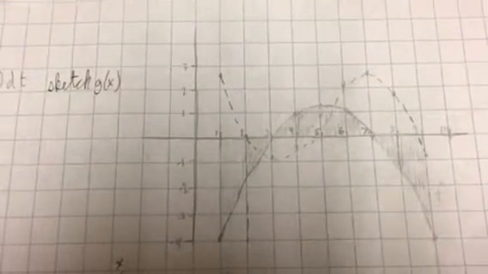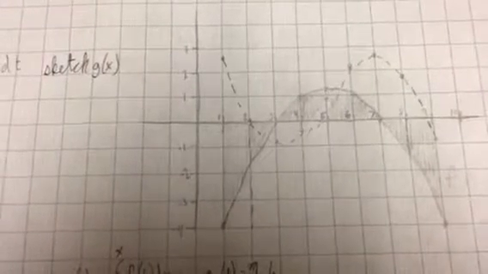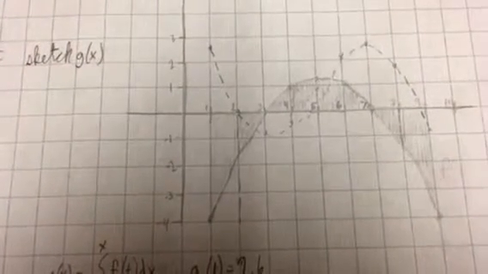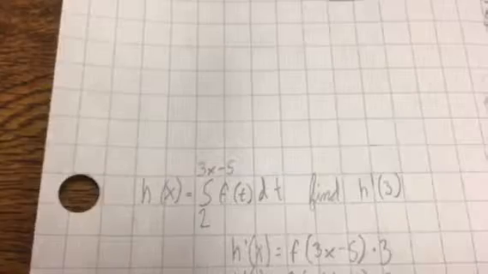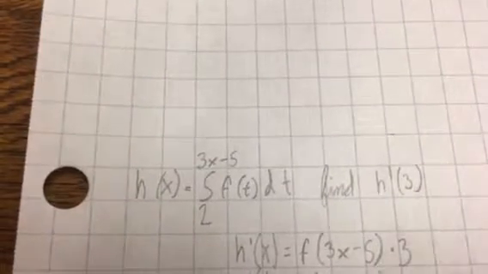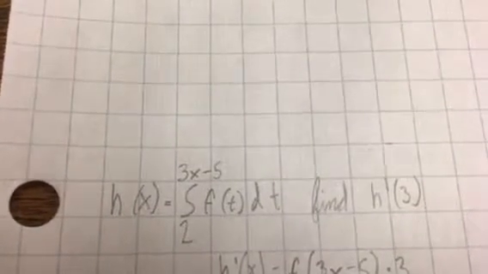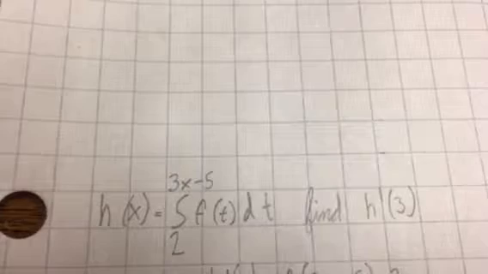And this makes sense, since this is an integral, our parabola should be the derivative of this cubic function, which it is. And part B asks us to evaluate h of x, as h of x is equal to the integral from 2 to 3x minus 5 of f of t times dt. And it wants us to find the derivative of h at 3.